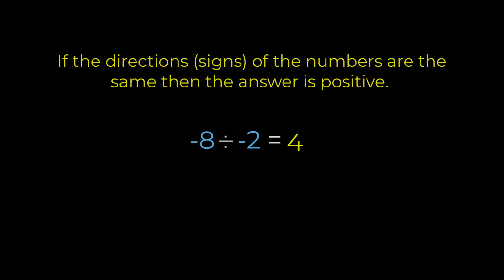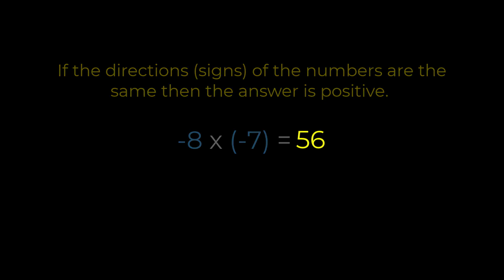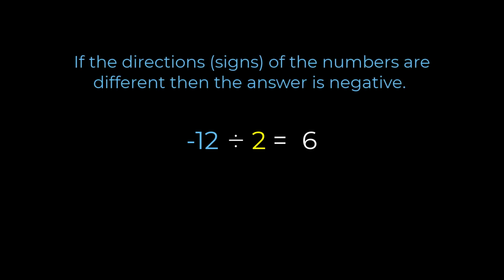A couple more problems and we will be done. Let's try negative 8 times negative 7. 8 times 7 is 56. Since both numbers are negative, the answer is positive. That is 56. Let's try negative 12 divided by 2. 12 divided by 2 is 6. Since the directions and signs of the numbers are opposite, the answer is negative 6.